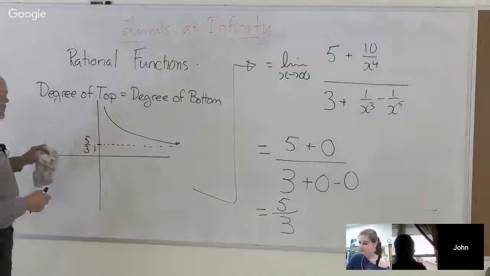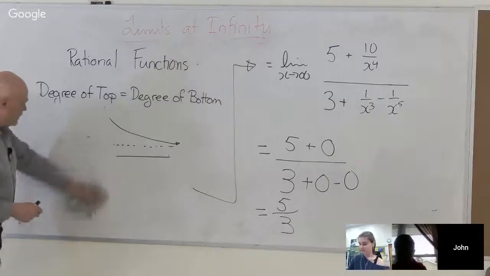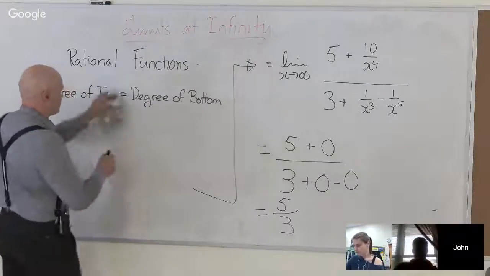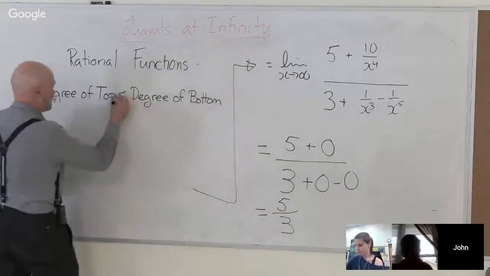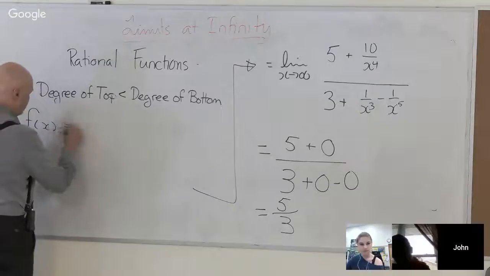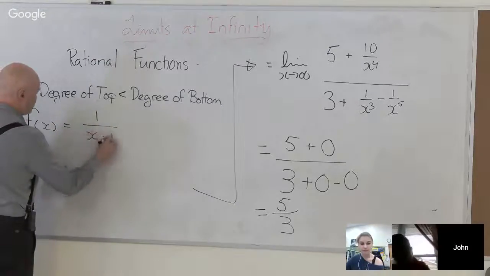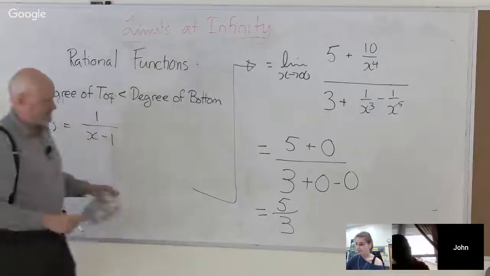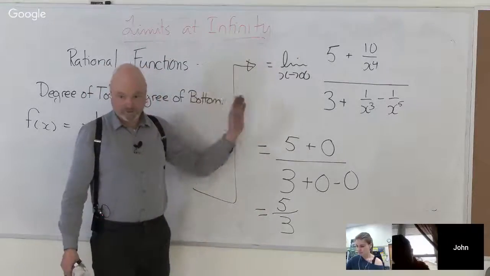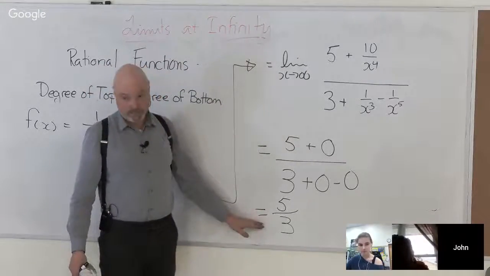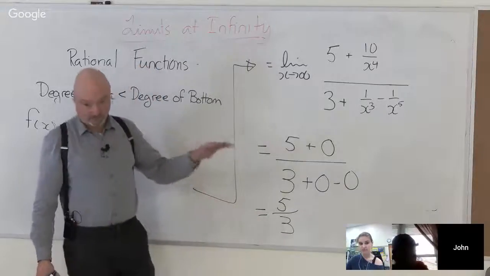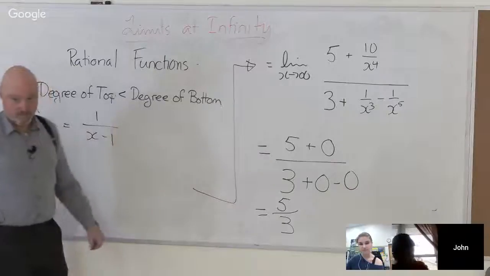Okay, last one. This is where the degree of the top is less than the degree of the bottom. So what's that 5/3 mean? Like that's the limit? Yes. So we say the limit as x goes to infinity, in other words, gets really big, is 5/3, meaning that the function heads for that value as x goes to infinity.